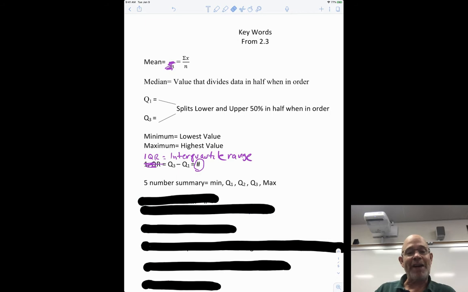So we get this thing called a 5-number summary. The 5-number summary is just the minimum value, the first quartile, the second quartile, the third quartile, and the maximum.